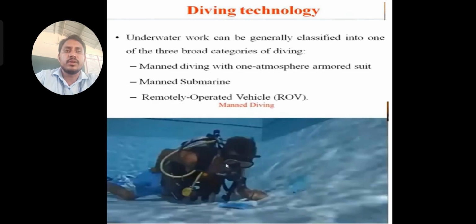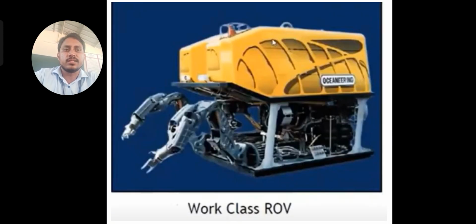And the third one is the remotely operated vehicle, ROV. In a remotely operated vehicle, no humans are required. The remote vehicle is sent into the water body, and using cameras and videos, those on the surface observe, with the help of videos and cameras, exactly what type of damages are attacking the underwater structures.